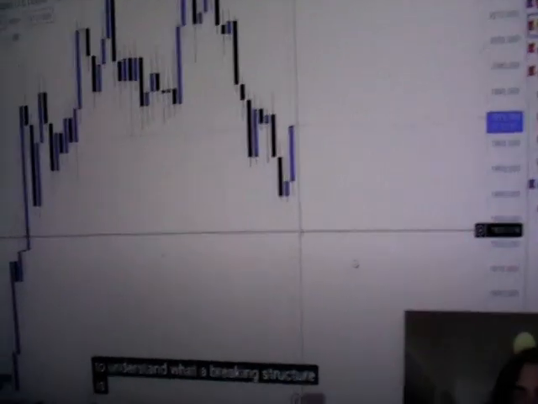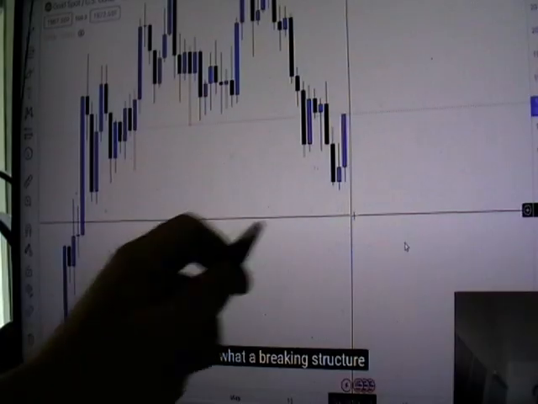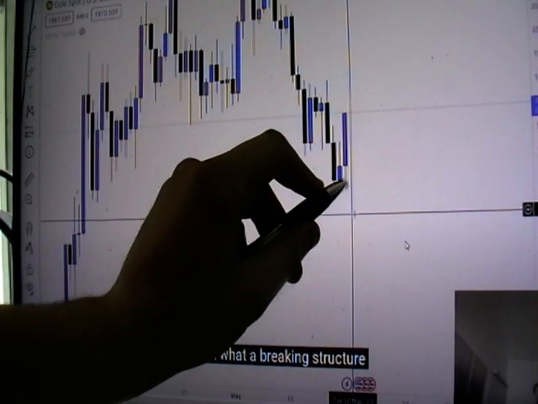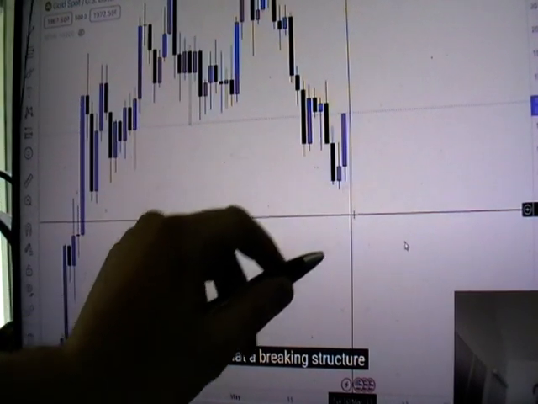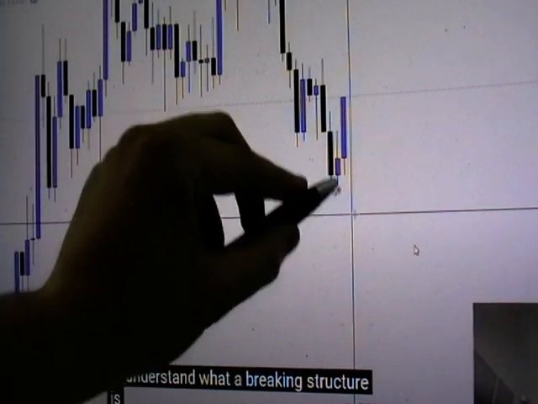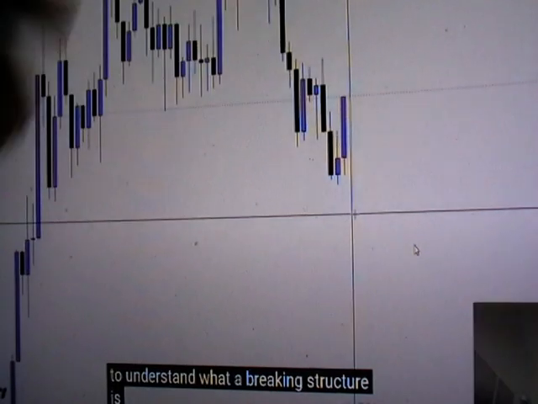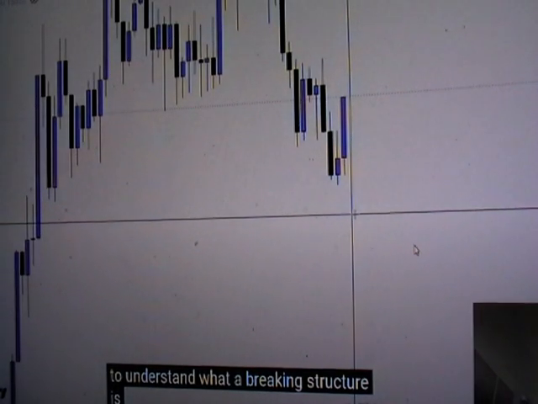Let me move my camera up a bit more. Okay, so you guys might not see, but there's a wick right there. Let me zoom in a bit. There we go. That's a low, and that's a high. This candle hasn't finished forming, but somewhere there will be a high.